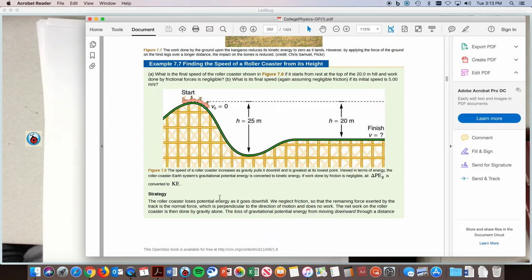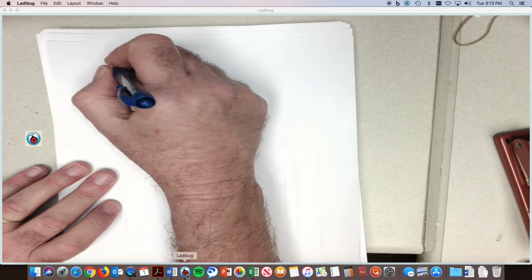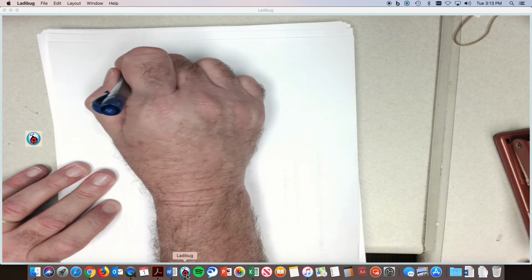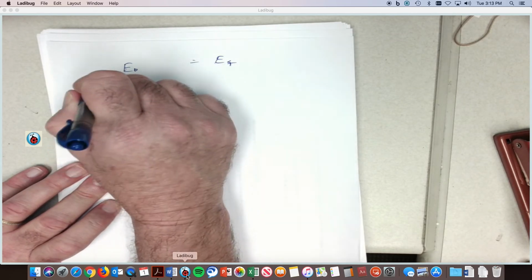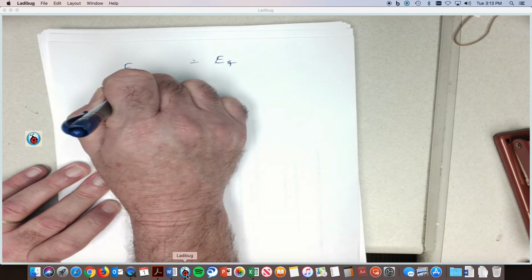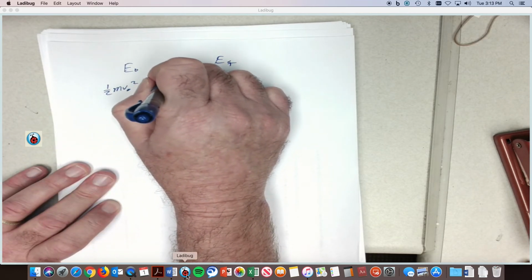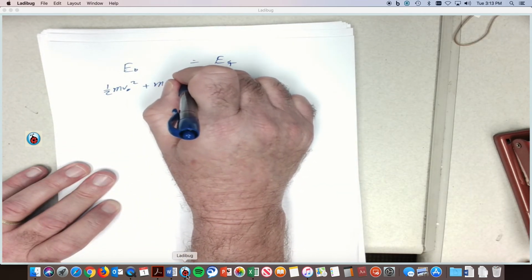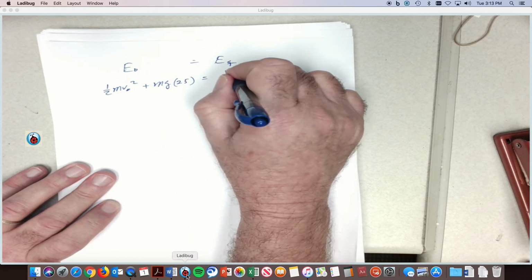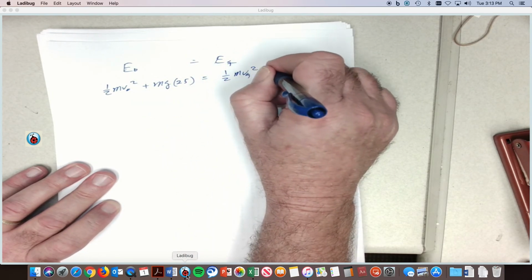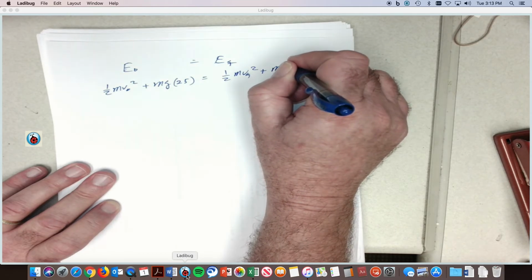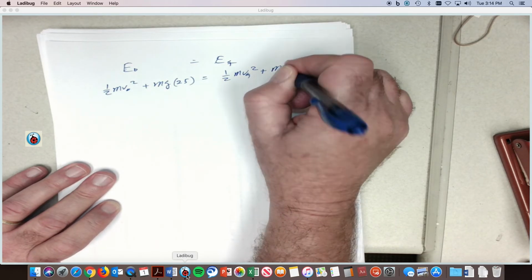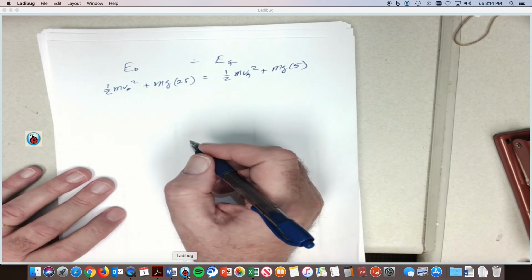Again, energy before is equal to the energy after, and let's see what happens. So you know the picture. I've got the energy before is equal to the energy after. So I've got 1/2 mv naught squared, which is 0 in this case, plus mgh times 25, is equal to 1/2 mv final squared plus mg5.